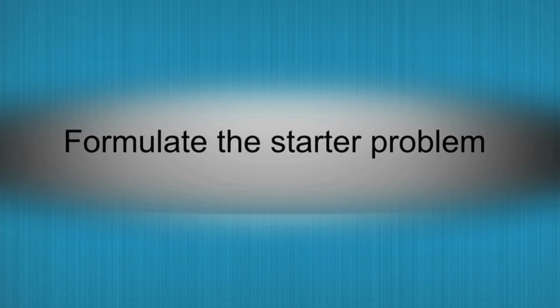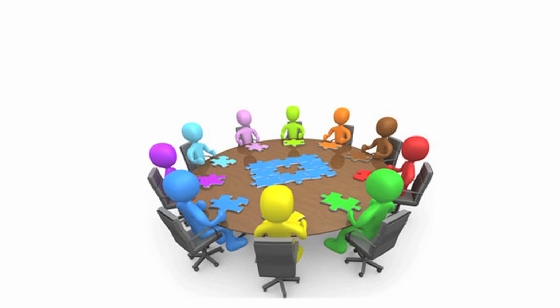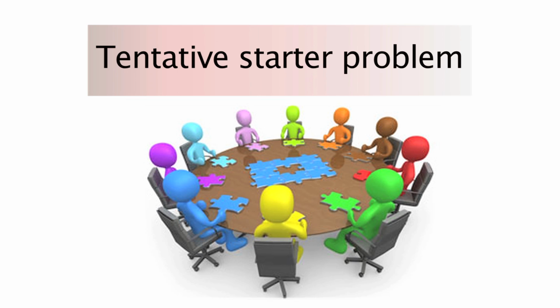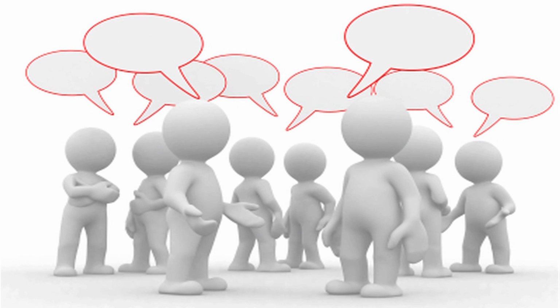Procedures. Step 1. Formulate the starter problem. Discuss with the stakeholders the general situation and issues surrounding the starter problem. State on a card a tentative starter problem as a negative situation and not as the absence of a solution. This will encourage discussion among the stakeholders.